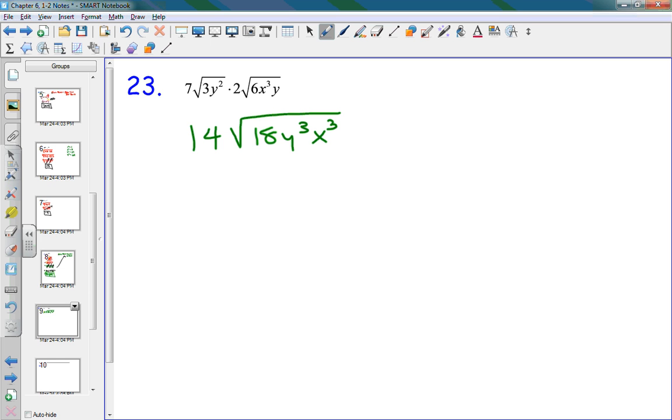Okay, now I need to simplify like we did the last example. So is 18 a perfect square? No, it is not. So are there perfect square factors of 18? 9 times 2. So I drop down the 14 and I rewrite 18 to be 9 times 2. Now what about the y cubed?